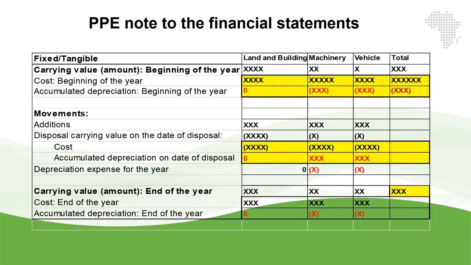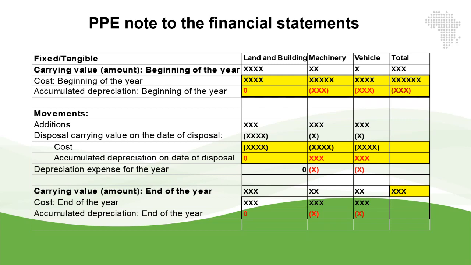And the accumulated depreciation at the end of the year, how will you calculate it? You will say accumulated depreciation at the beginning of the year plus what? Plus the depreciation expense. Remember, when you recognize depreciation, what do you do? You say debit depreciation expense, you add to the accumulated depreciation. So you will say the accumulated depreciation at the beginning of the year, you add it with your depreciation expense.